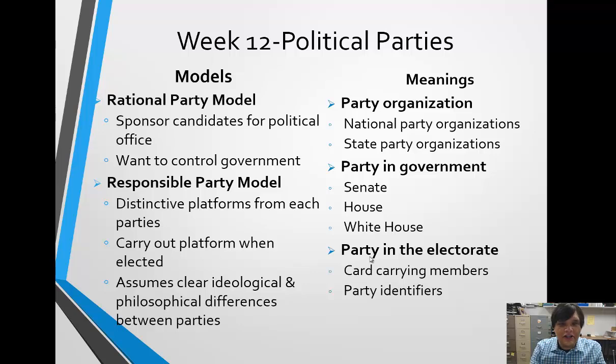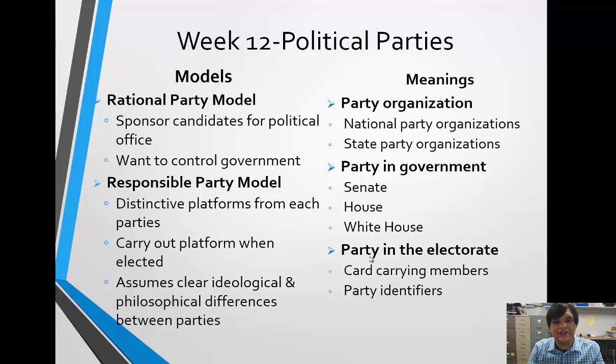We have the party organization, the party and government, and then the party and the electorate. The party organization is just the national party or the state party organization. It's, let's say, the bureaucracy, or the cogs in the machine that keep everything organized. On the other hand, you have the party and the government. These are actually elected officials serving in the government. They're the Republicans and the Democrats, and you may even have a third party in there that is elected to office and serving in government. So that's the party in the government.